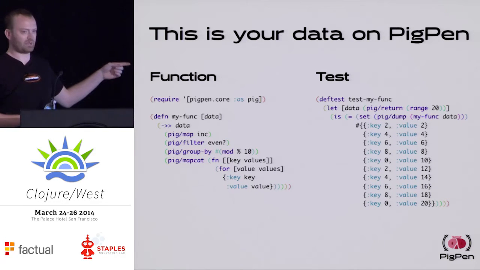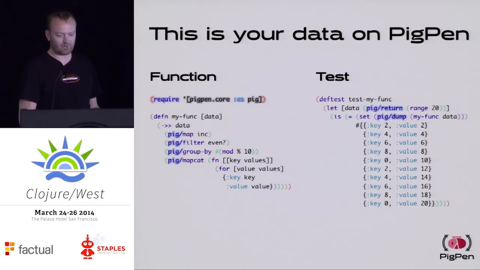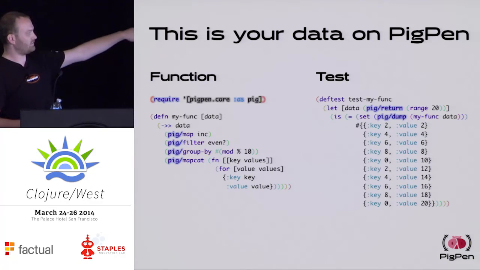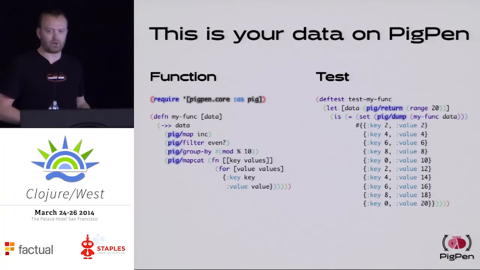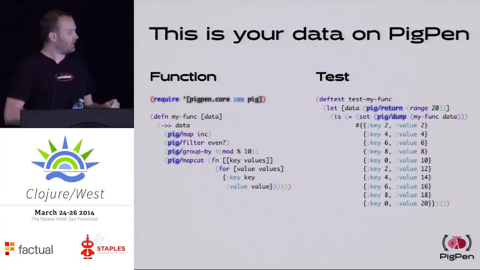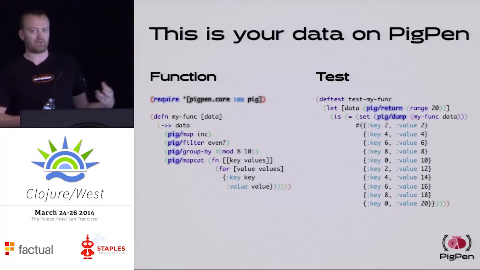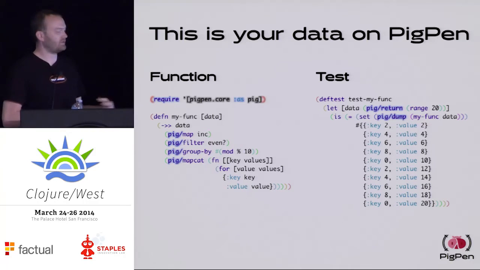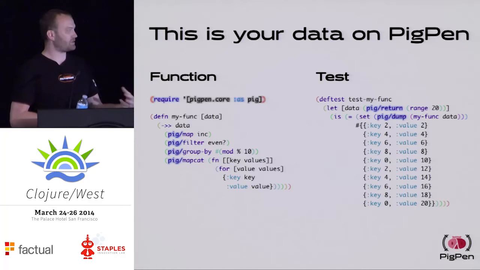This is what the same query looks like in PigPen. Not much different there, so I'll highlight it, make it easy for you. In the function, the only thing that's different is we bring in the PigPen namespace. And then PigPen has map, it has filter, it has group by, it has mapcat, it has dozens of other operations that are all in Clojure core. The test is only slightly different. We need to wrap our data to make it look like a PigPen expression. So that's the pig return function. And then pig dump takes our PigPen expression and actually evaluates it and gives us back the data.